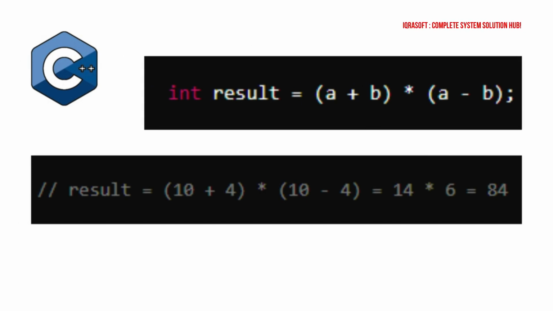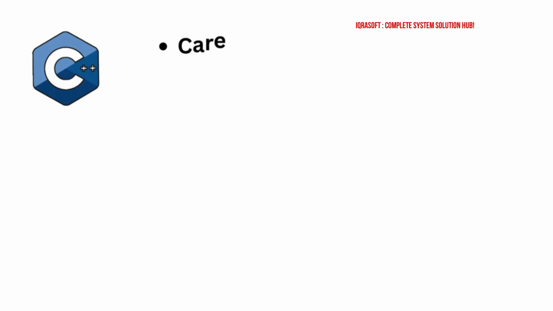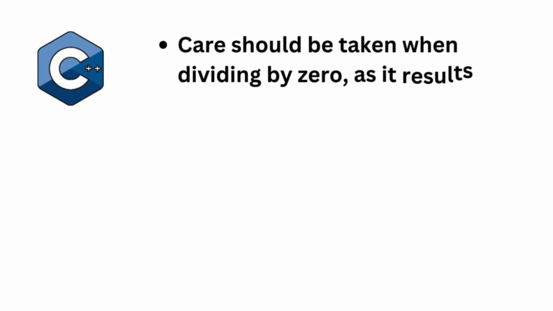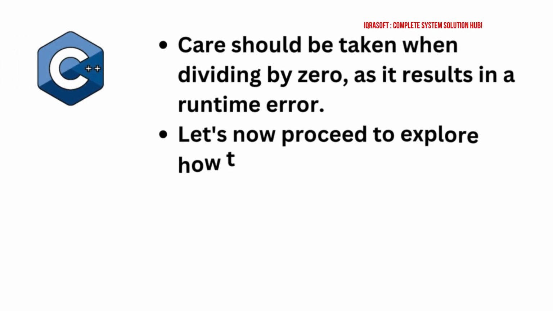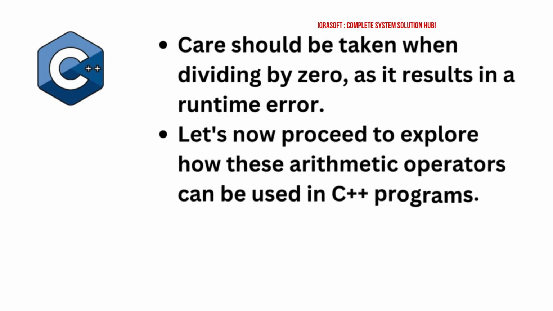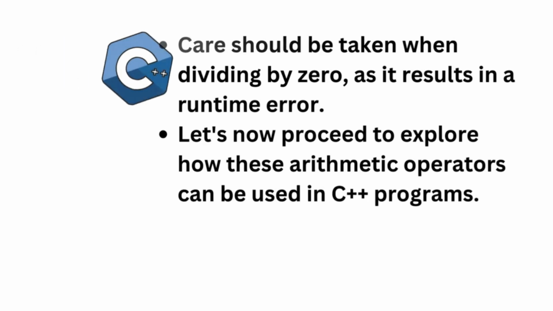10 + 4 = 14, 10 × 6 = 84 (sic). Care should be taken when dividing by 0, as it results in a runtime error. Let's now proceed to explore how these arithmetic operators can be used in C++ programs.